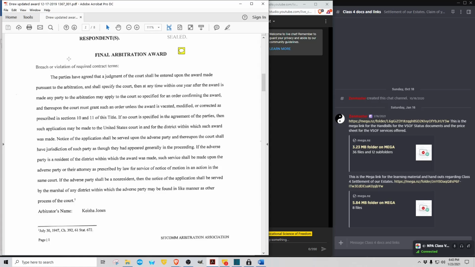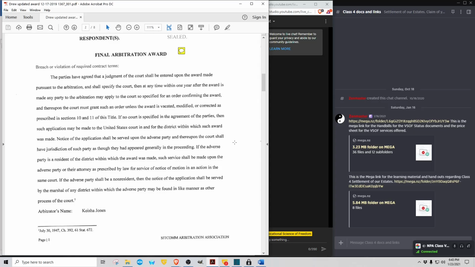This is what I was just talking about, the KW. The parties have agreed that a judgment of the court shall be entered upon the award made pursuant to the arbitration and shall specify the court. Then, at any time within 1 year after the award is made, any party to the arbitration may apply to the court so specified for an order confirming the award, and thereupon the court must grant such an order unless the award is vacated, modified, or corrected as prescribed in sections 10 and 11 of this title.